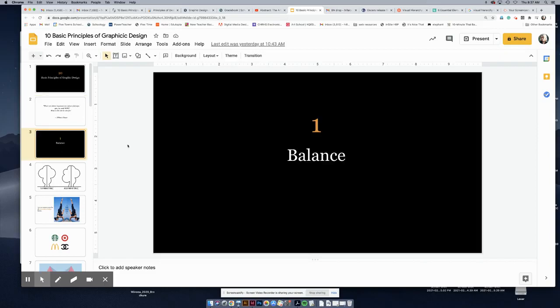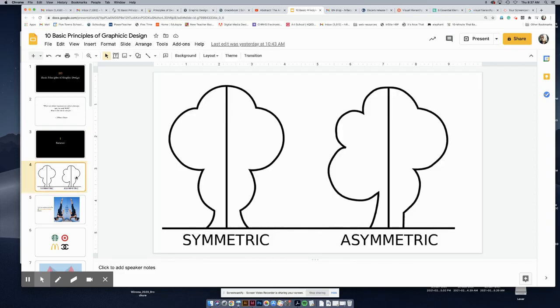So the first element of graphic design I'd like to share with you is balance. Balance is talking about whether something is symmetrical or asymmetrical. Those are two terms that can describe how balance works. You can see the element on the left here is symmetrical. It is even on both sides. The element on the right is asymmetrical. The left side is different from the right.